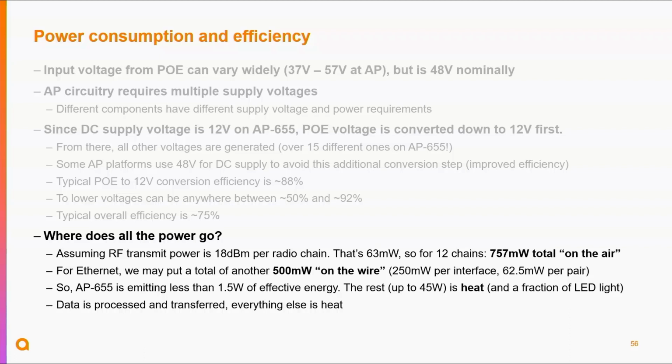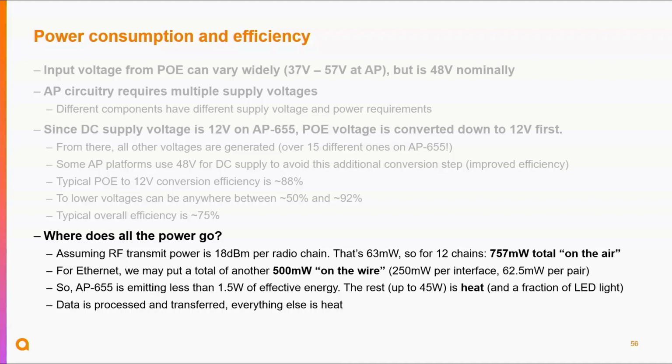41 watts goes into the AP. What comes out of the AP other than heat? There's a bit of RF energy, and even if you're at maximum 18 dBm, you can do the math, that's 63 milliwatts. With 12 radio chains, that's just 757 milliwatts that we're transmitting out as RF energy.